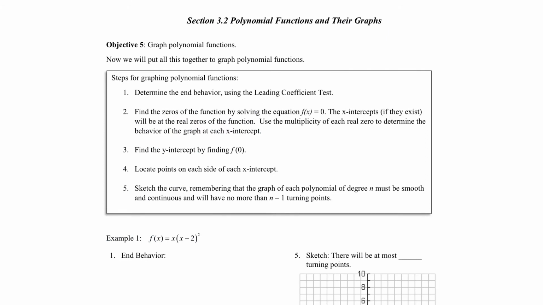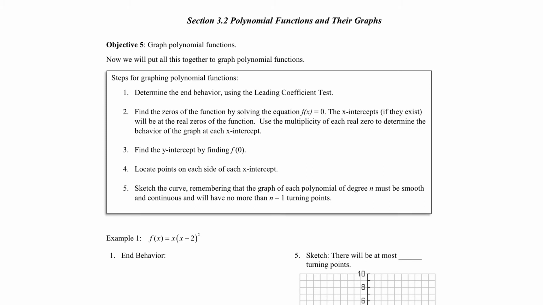So now we're ready to put all of our newfound skills together to graph some polynomial functions. And the set of steps that we're going to go through include to first determine the end behavior using the leading coefficient test. So we'll know if the ends rise left and right, or fall left and right, or rise left and fall right, or vice versa. The next step is going to be to find the zeros of the function by setting the equation equal to 0 and solving. And the x-intercepts, if they exist, will be at the real zeros of the function.